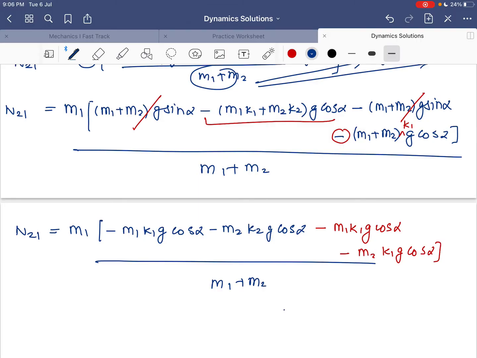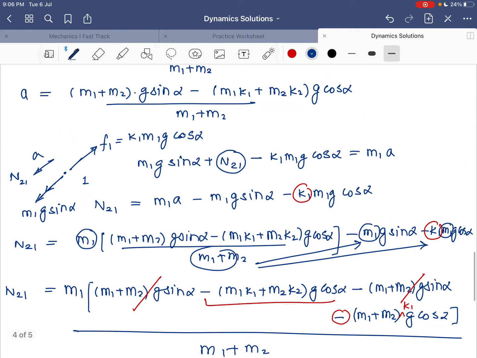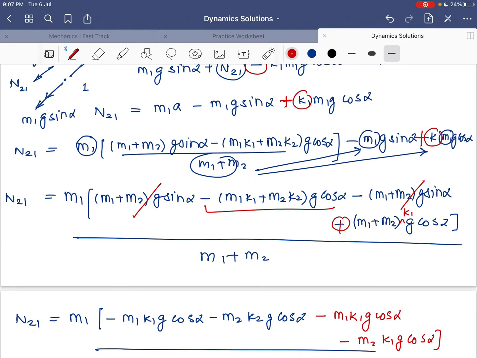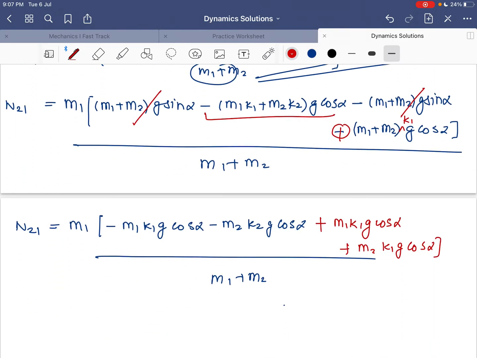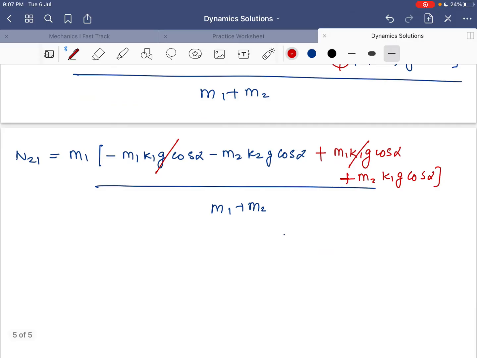Now as you can see, m1 k1 g cos alpha is negative, but after taking this on this side, this is a minus term, so that should become plus. So I have not taken this, this should become plus, so these both terms will be plus. Okay, now m1 k1 g sin alpha minus and m1 k1 g sin alpha plus can be taken as common, cancelled out, and N12 will be equal to.